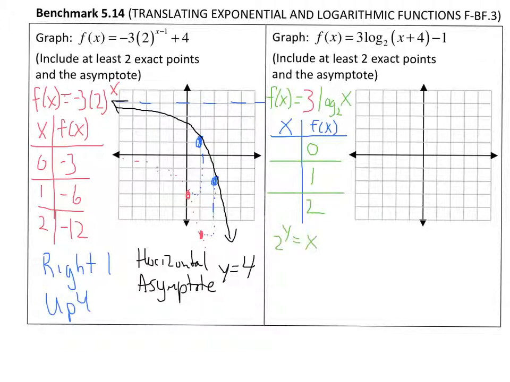Now remember, y is f of x. So we plug in 0. 2 to the 0 is 1. And then we go 2 to the first, which is 2. And then 2 squared. Again, you're plugging in this number right here for y. 2 squared is 4. So I now have some coordinates.